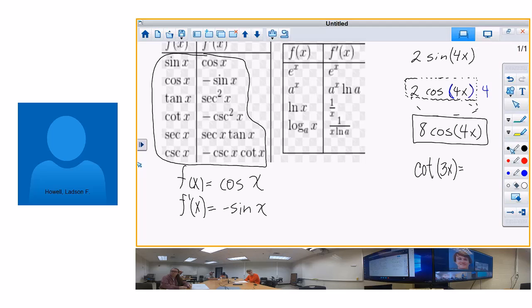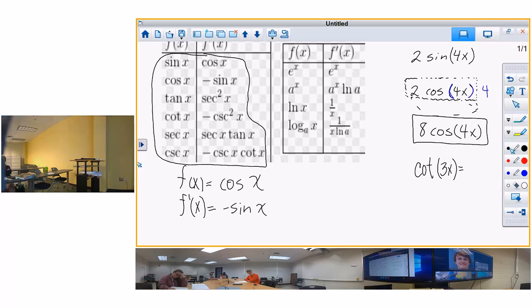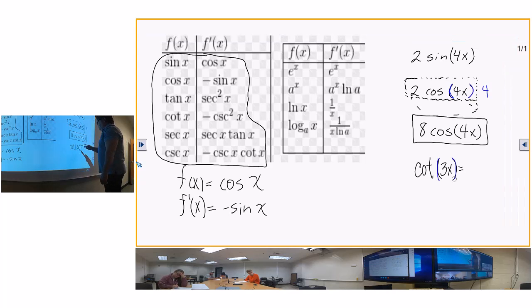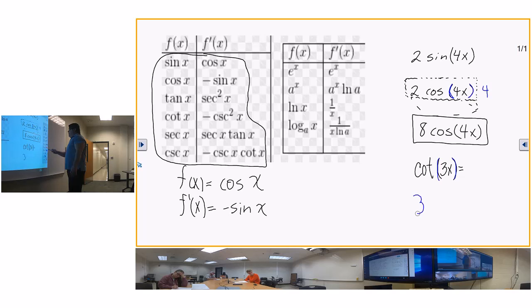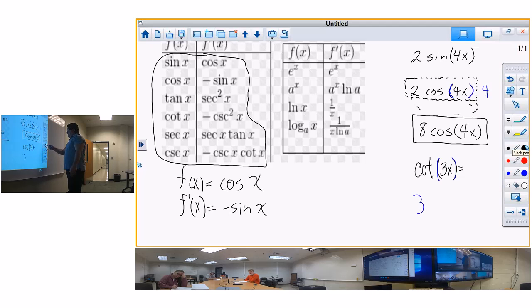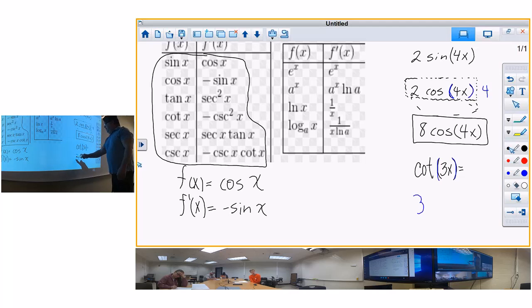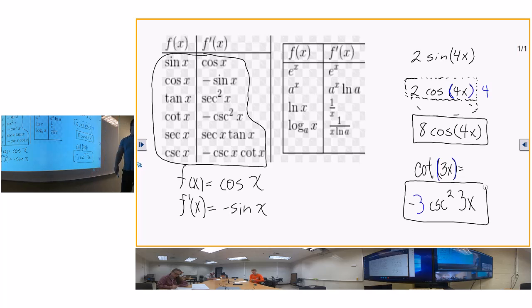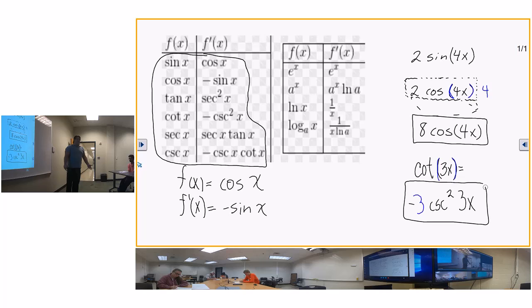Yep. Okay, good. All right, so what is the derivative of 3x? 3. So you're going to take the derivative of what's inside, and I'm just going to bring it out front. And you can do that. There's no law that says you can't do that first. That's fine. And now what's the derivative of the cotangent? Negative cosecant squared of 3x. So is there a big deal about the trig functions? No, as long as you know the chain rule.